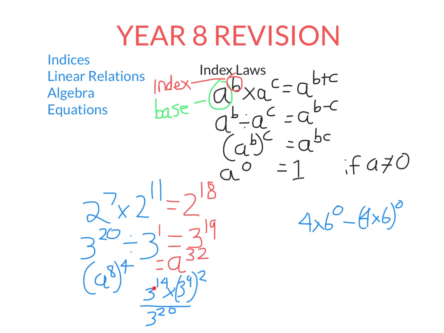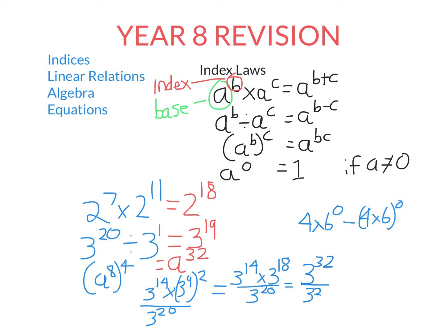All right, so how do we do something like this? This one looks a bit scary because we have to use multiple index laws, but we can still do it the same way. So what we're going to do first is the brackets. So 3 to the power of 9 to the power of 2, keep the same base and multiply the powers. So now we're going to multiply what's on top. 3 to the power of 14 times 3 to the power of 18, keep the same base, add the powers.